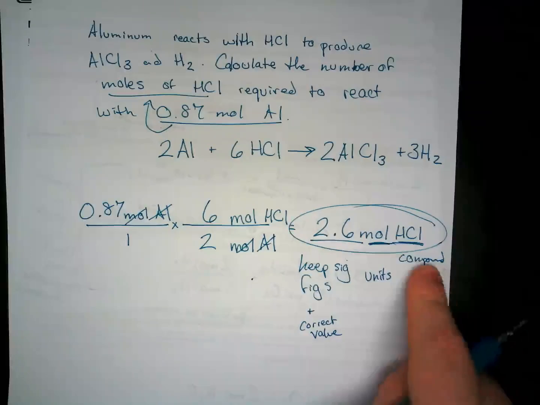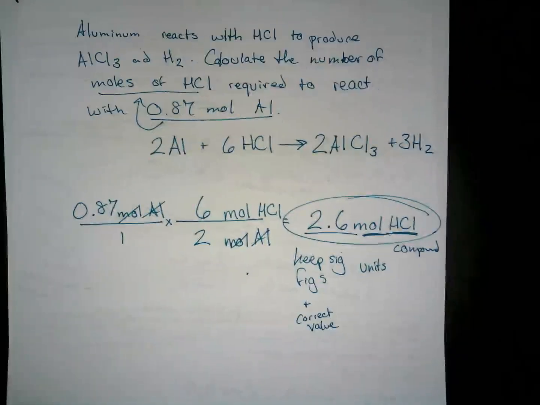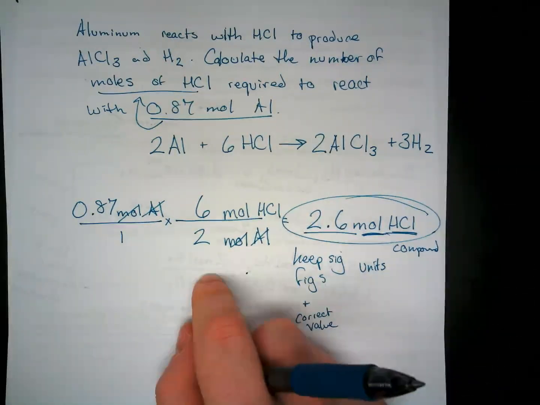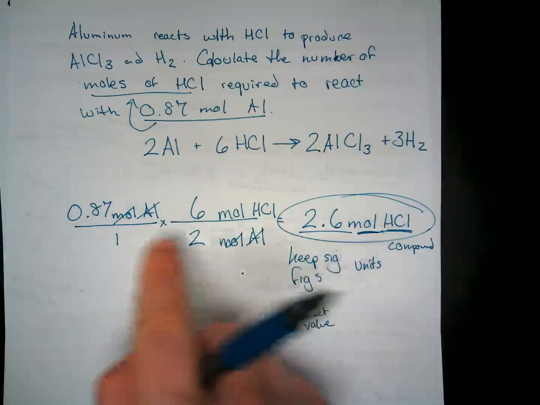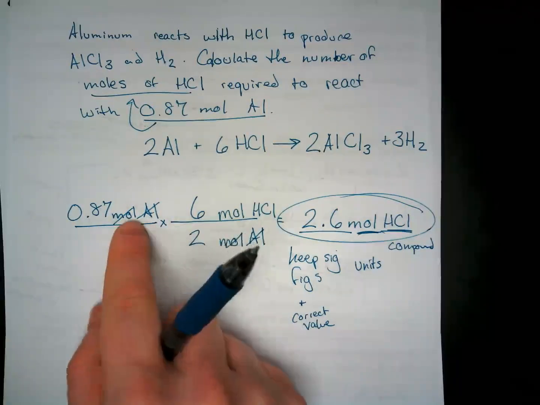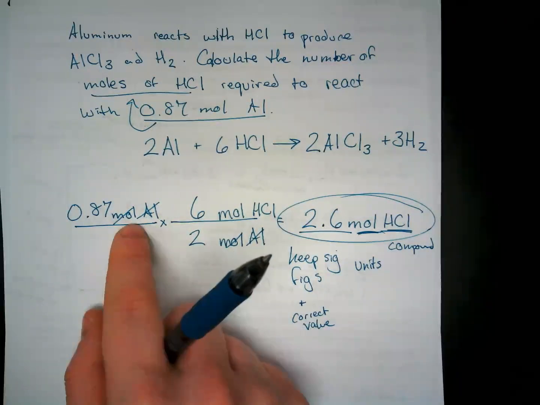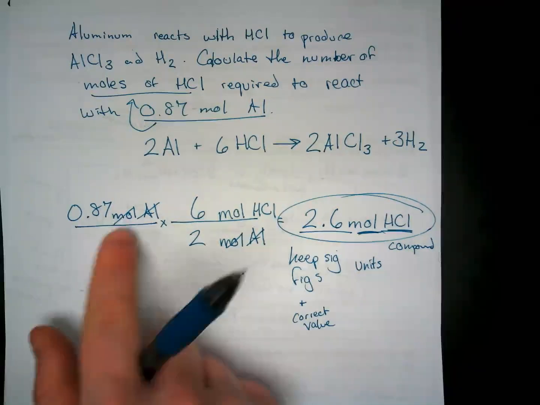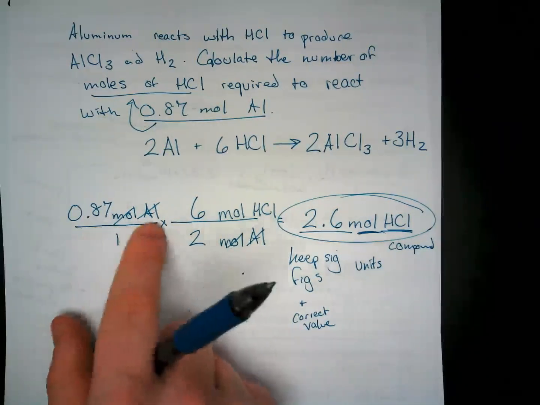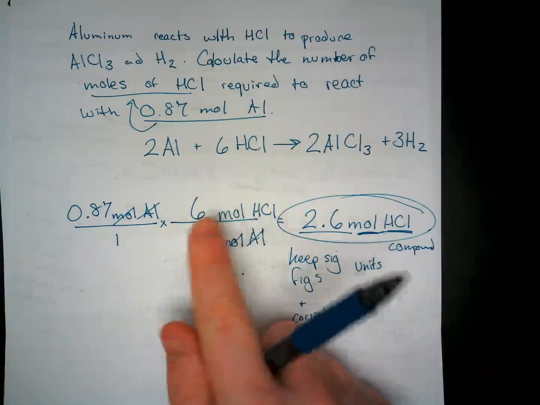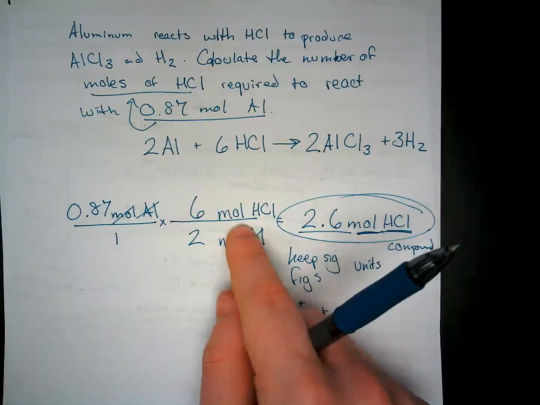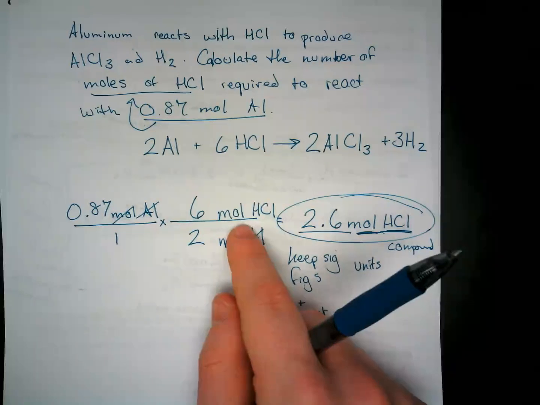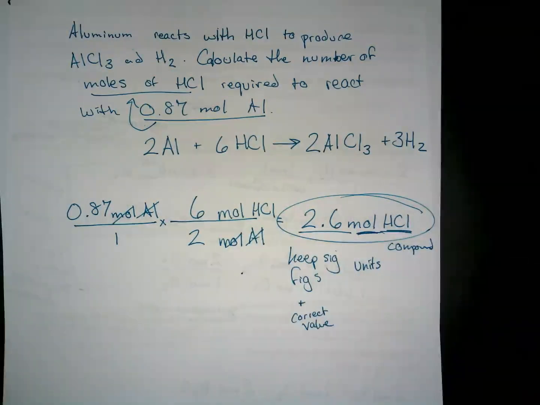Still need to show me the units, still need to show me the compound. And actually, last thing, because I mentioned it and I didn't come back to talk about it. This is why it's important that we include all of our units and compounds that we're converting between. So here, 0.87 moles of aluminum, 2 moles of aluminum, 6 moles of hydrochloric acid, because we want these to cancel out, and we want to make sure that we're ending with the stuff that we want to end with.